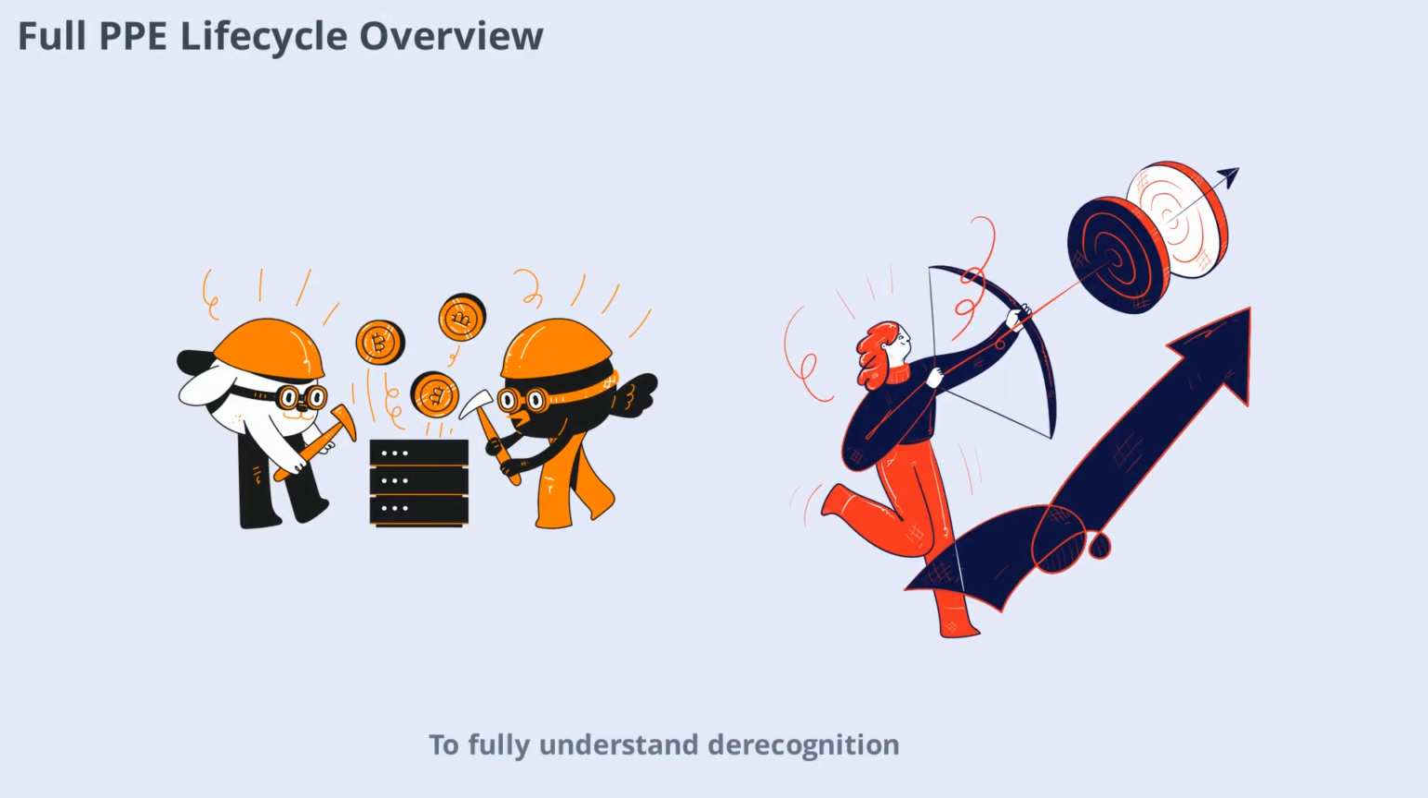To fully understand derecognition, it's helpful to see PPE in the context of its entire lifecycle. This includes purchase, depreciation, revaluation, and finally, disposal. Each stage has its own accounting requirements, but they all connect to ensure that PPE is accurately reflected in the financial statements from acquisition to derecognition.